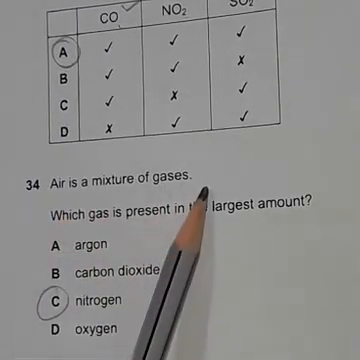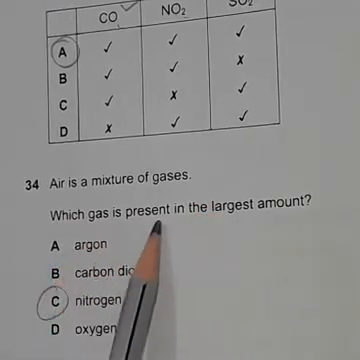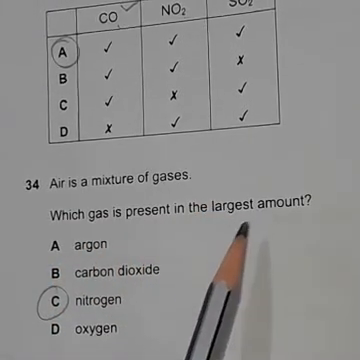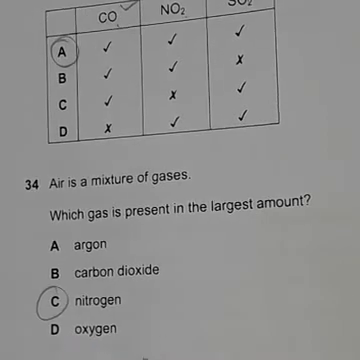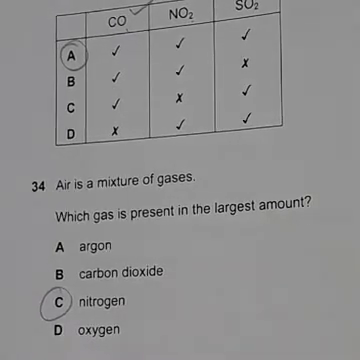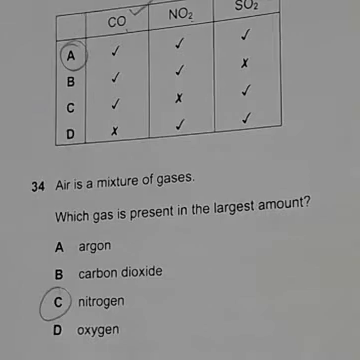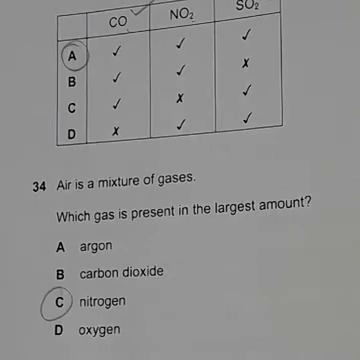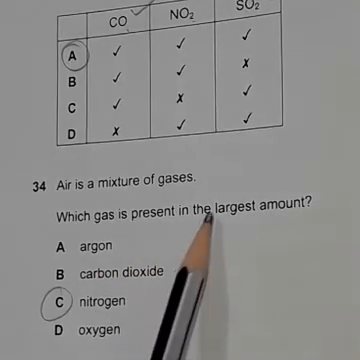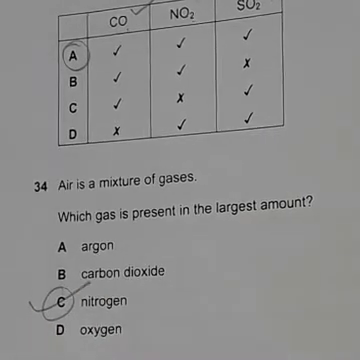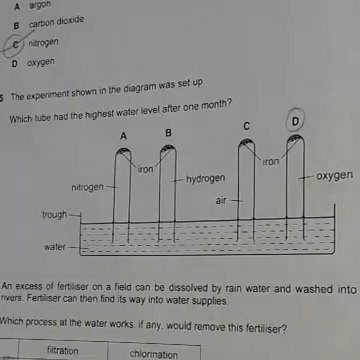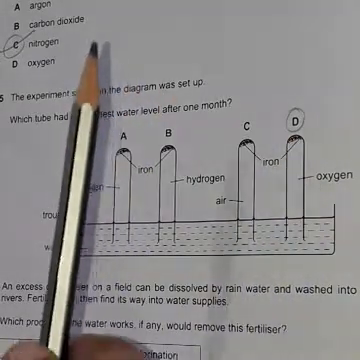Air is a mixture of gases. Which gas is present in the largest amount? We know air has 21% oxygen, but 78% is nitrogen. So nitrogen is the largest amount. Clear? Okay, next one, question number 35.